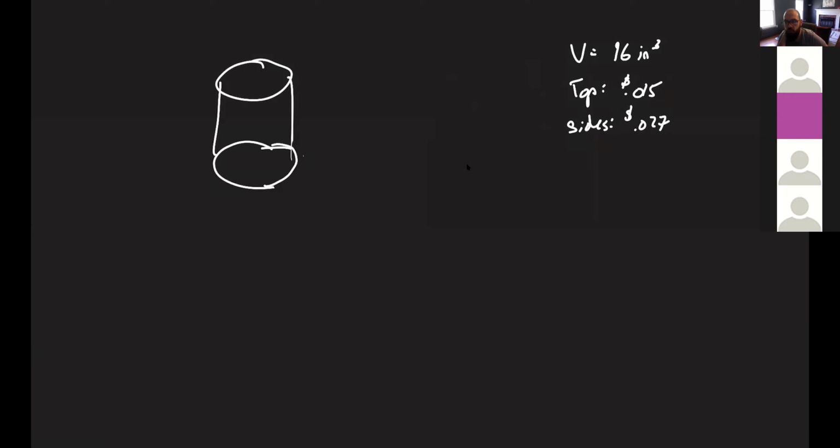So let me kick it over to you. What are we thinking about here? What are some of the things that we need if we're going to study this can? What measurements should we make? And what equations do we want? What information do we want to know about this can?